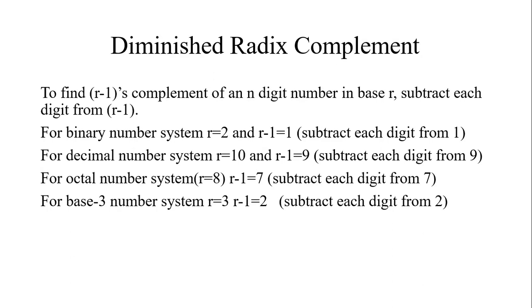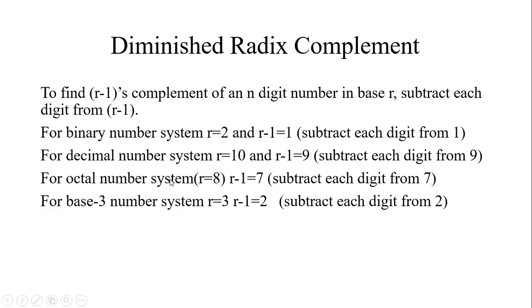To find r minus 1's complement or diminished radix complement of an n-digit number in base r, subtract each digit from r minus 1. This is a general form. For binary number system, r is equal to 2 and r minus 1 equal to 1. So subtract each digit from 1 to compute 1's complement. For decimal number system, r is equal to 10 and r minus 1 is 9. Subtract each digit from 9 to compute 9's complement in decimal number system.